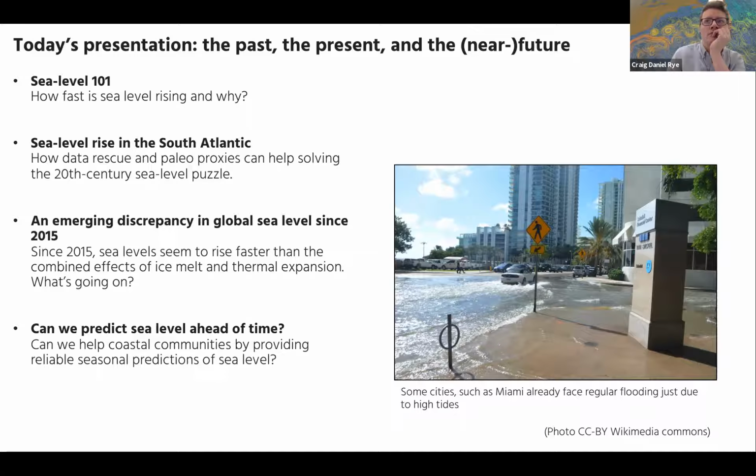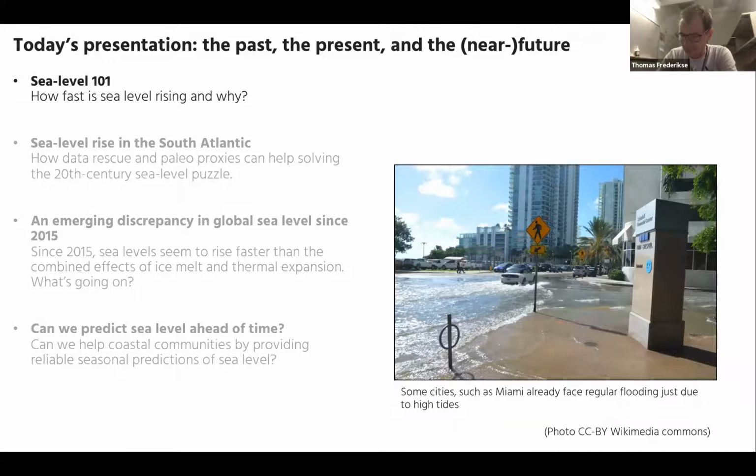But before we go into this topic, I just want to give a very short sea level 101, so that we're all at the same level with some of the terminology that I use throughout this talk. So let's go to sea level 101.